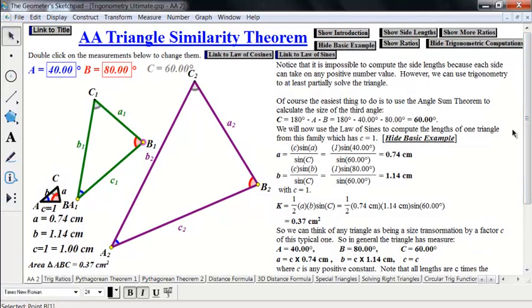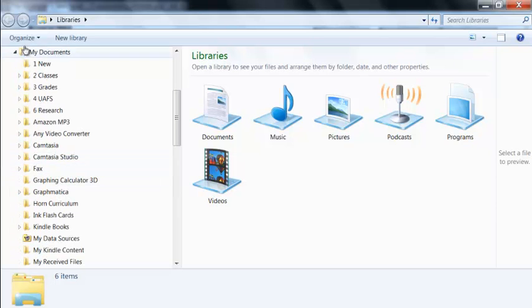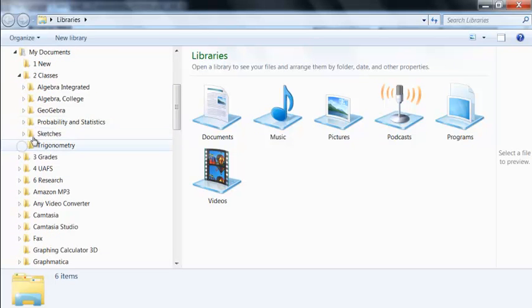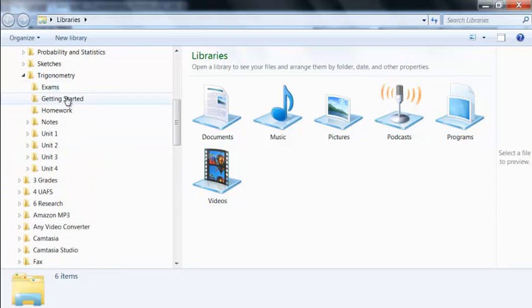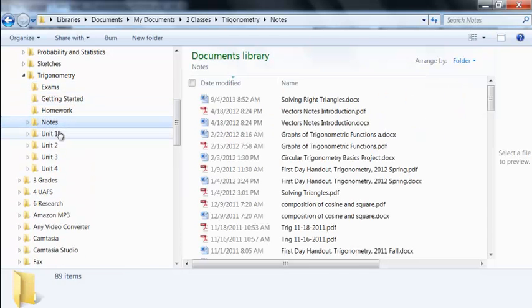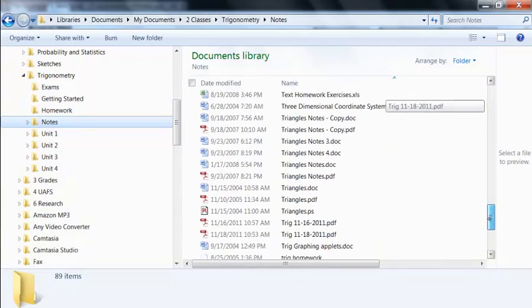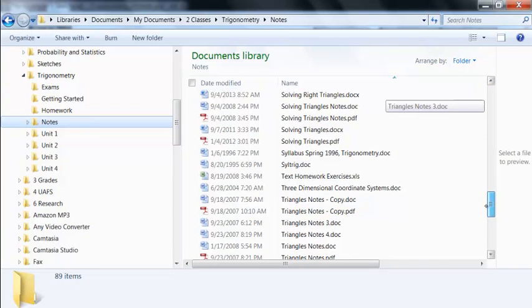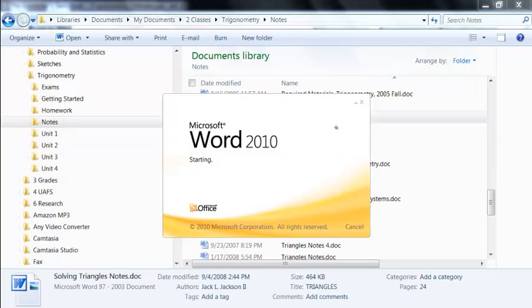Okay, before I finish, let me also show you another file that I will have posted, if I can find it real fast. So there are some notes on solving triangles, and it looks something like this.